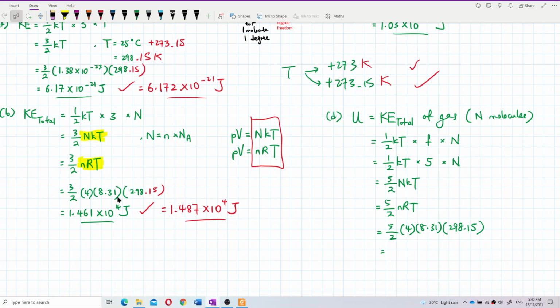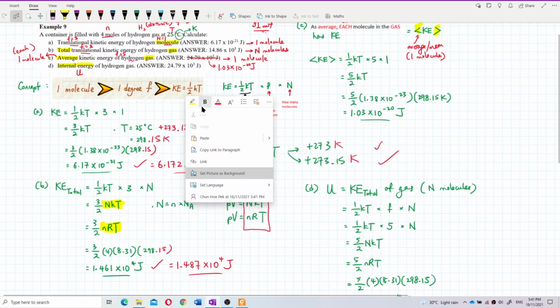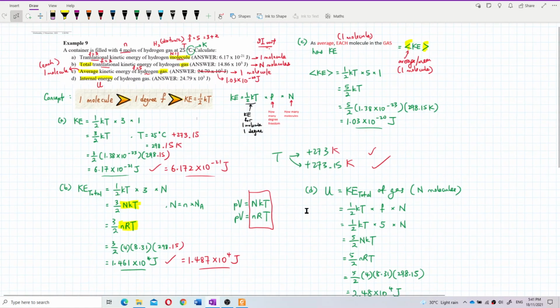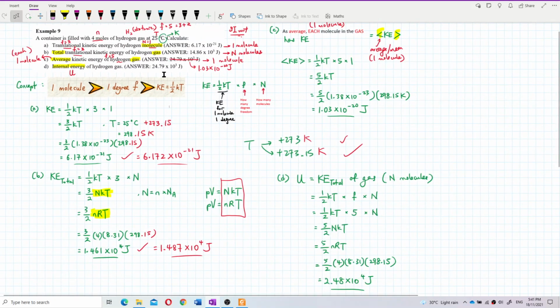Multiply 5 divided by 2. So the answer is 2.48 exponent 4 joule. Is it correct? 24.79 exponent 3, right, 2.48 exponent 4 joule. Yeah, that's correct.